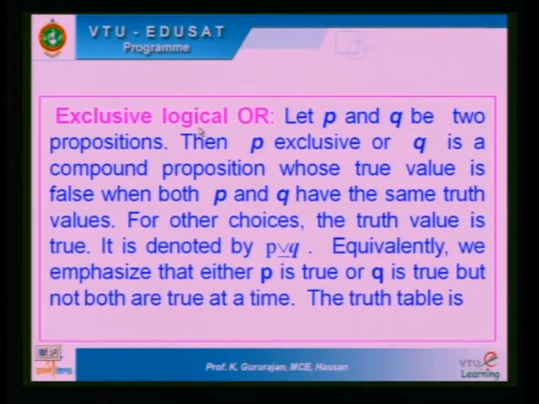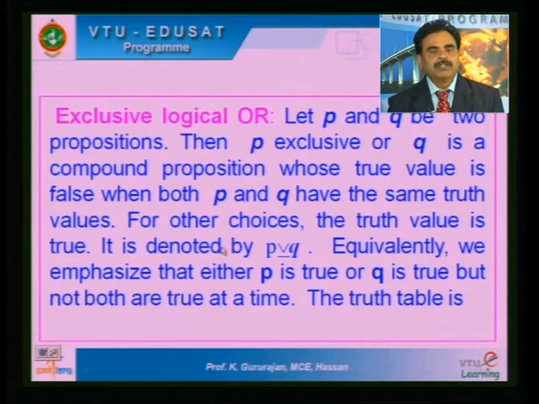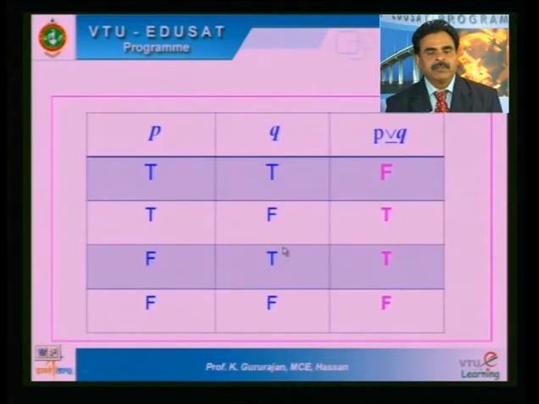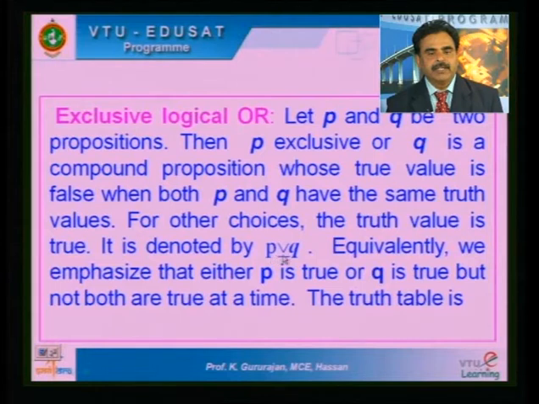Now, generally we work with the exclusive logical operator. We work with the symmetrical difference operator in set theory, the same being defined here. Okay. So, let P and Q be two propositions. So, what is P exclusive or Q? This means that either P is true or Q is true, but not both are true at the same time, right? That is called P exclusive or Q. I use this symbol. This symbol stands for P exclusive or Q. That means either P is true or Q is true, but not both are true at a time.